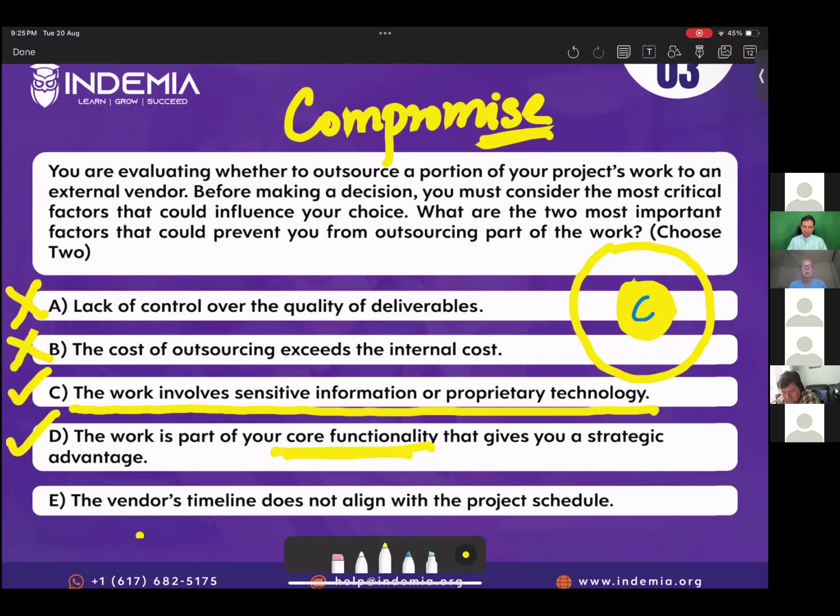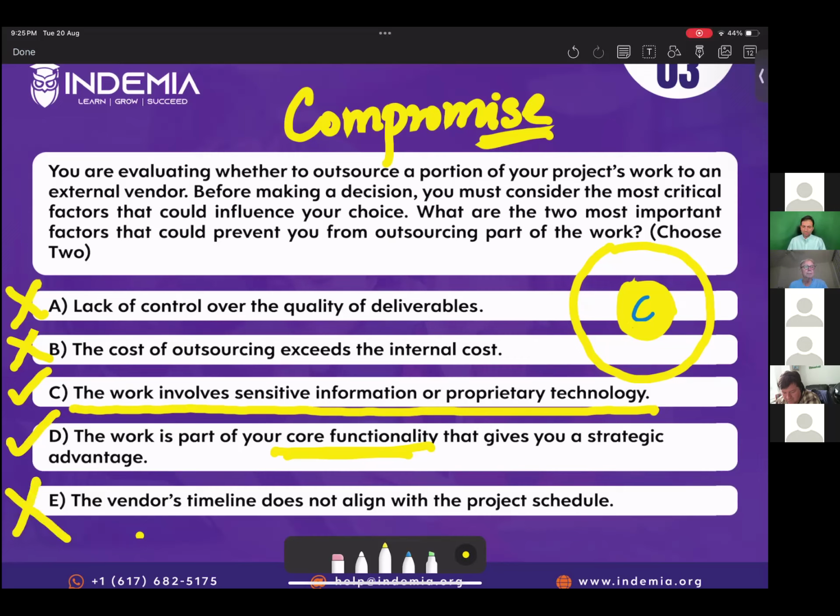Option E, the vendor's timeline doesn't align with the product schedule. Yes, this is important, but still there is a flexibility. If the vendor says that I can't do that according to this timeline, you have to adjust your plan because your plan should be realistic. It's not like that once you develop the plan, you don't have any regard to the vendor's timeline. So due to some reasons, if a product component can't be delivered according to your schedule, then you update your schedule. So E is wrong.